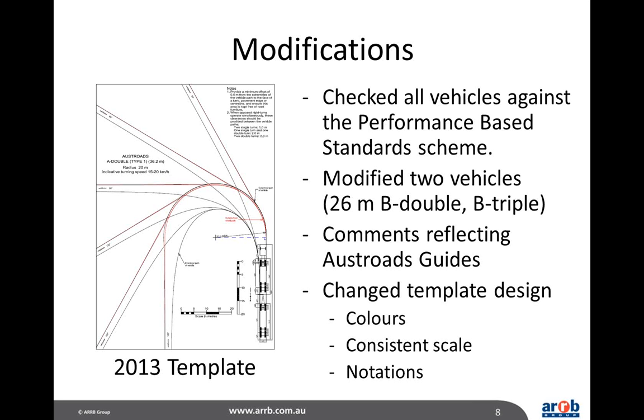We also updated the guide and the templates to reflect information in the Austroads guides which had been produced in the meantime, and this is particularly relevant to the Austroads guide to road design. As well as that, we changed the template design itself, we modified the colours, we made a consistent scale of 1 to 250, and we also updated some of the notations on the templates.